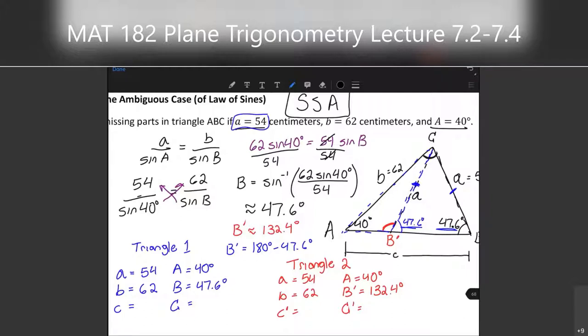Are there any questions with where we're headed with triangle one? So it's the large triangle encompassing everything.